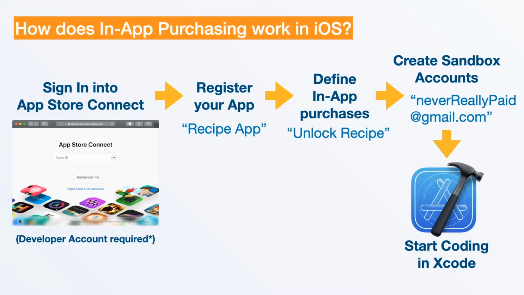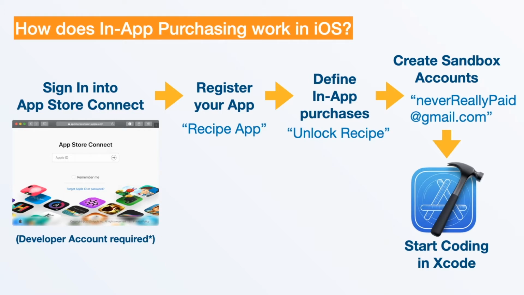So first of all, let's talk about how in-app purchasing worked in iOS until now. Now, the first thing we had to do was sign in to App Store Connect. Now, this requires a paid developer account. And once we're logged in, we have to register our app. So if we had some kind of recipe app, we would call it recipe app. And we would also give it a specific bundle ID, which would be equivalent to the bundle ID that you have in your Xcode project file.